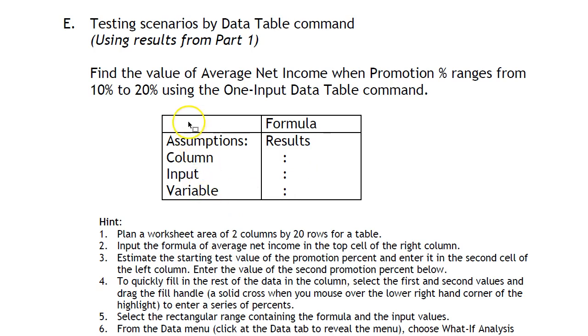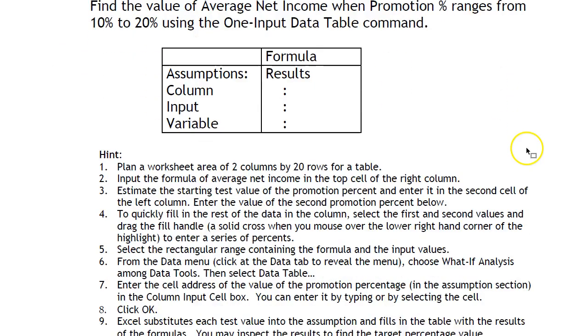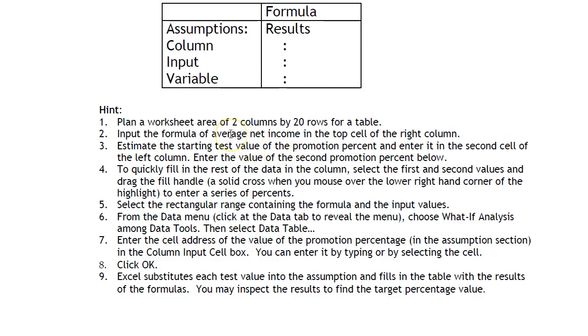Here we are going to use the spreadsheet to find out the average net income when we change our promotion percentage anywhere from 10% to 20%. And here are the steps that we will be following in our work. So when you are ready, let's get started with the Excel worksheet.